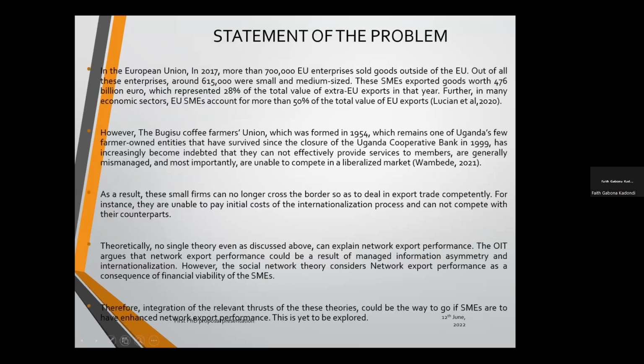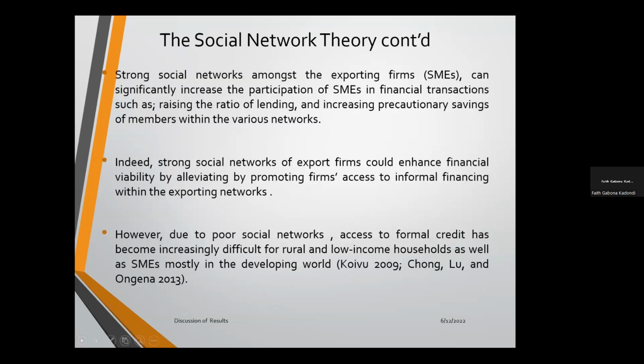Strong social networks of exporting firms can enhance financial viability by promoting firms' access, which acts as security. However, due to poor social networks, access to formal credit has become increasingly difficult for rural and low-income households.